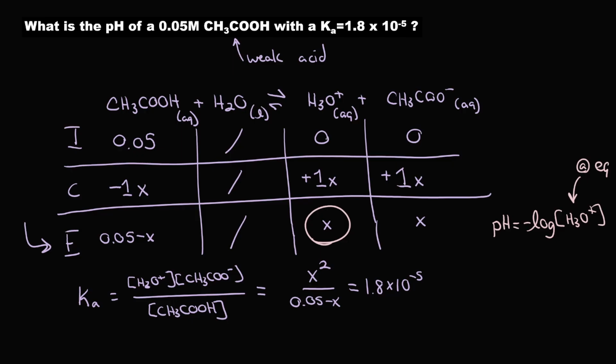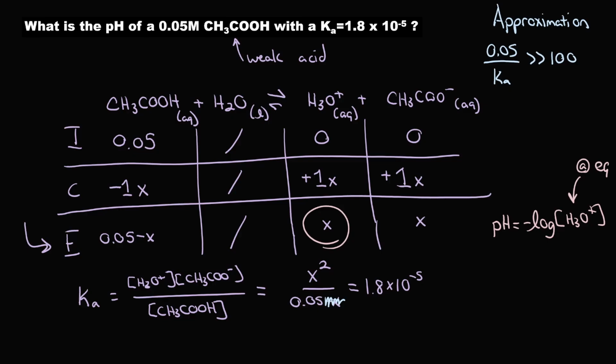Now, within your lecture class, there might be some approximations that you make, and we're going to make that approximation here. And the reason why we can make this approximation, which I'm going to write up in the top right, is because the concentration of our weak acid divided by our Ka is greater than 100. Other classes might have other standards, but this is what we're going to use for this video here. And with this approximation, we can cancel out the minus X in our denominator.